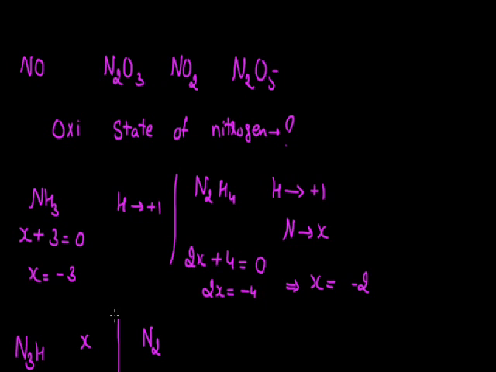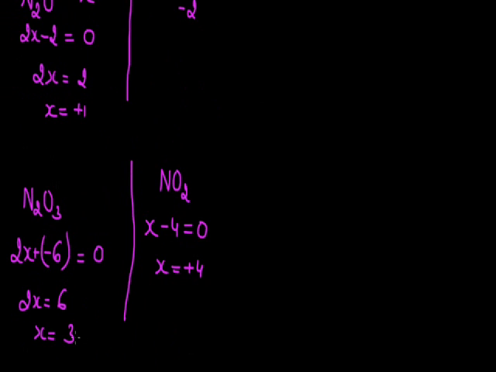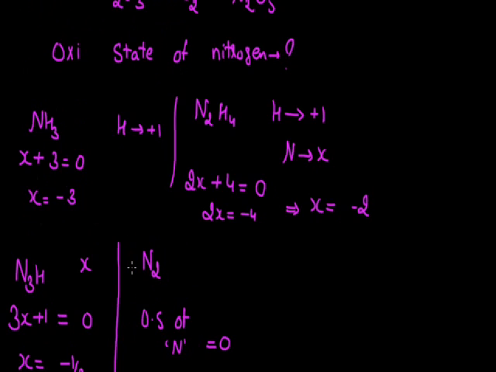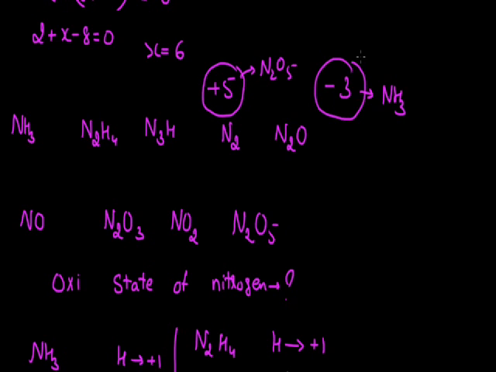In the very first compound, NH3, it is showing -3 oxidation state. In the next one -2, then -1/3, 0, +1, +3, +4 and +5. So here we can see that the oxidation state of nitrogen varies from +5, present in N2O5, to -3, present in ammonia. It may vary depending on the other element present with this element. So this is about the oxidation state.